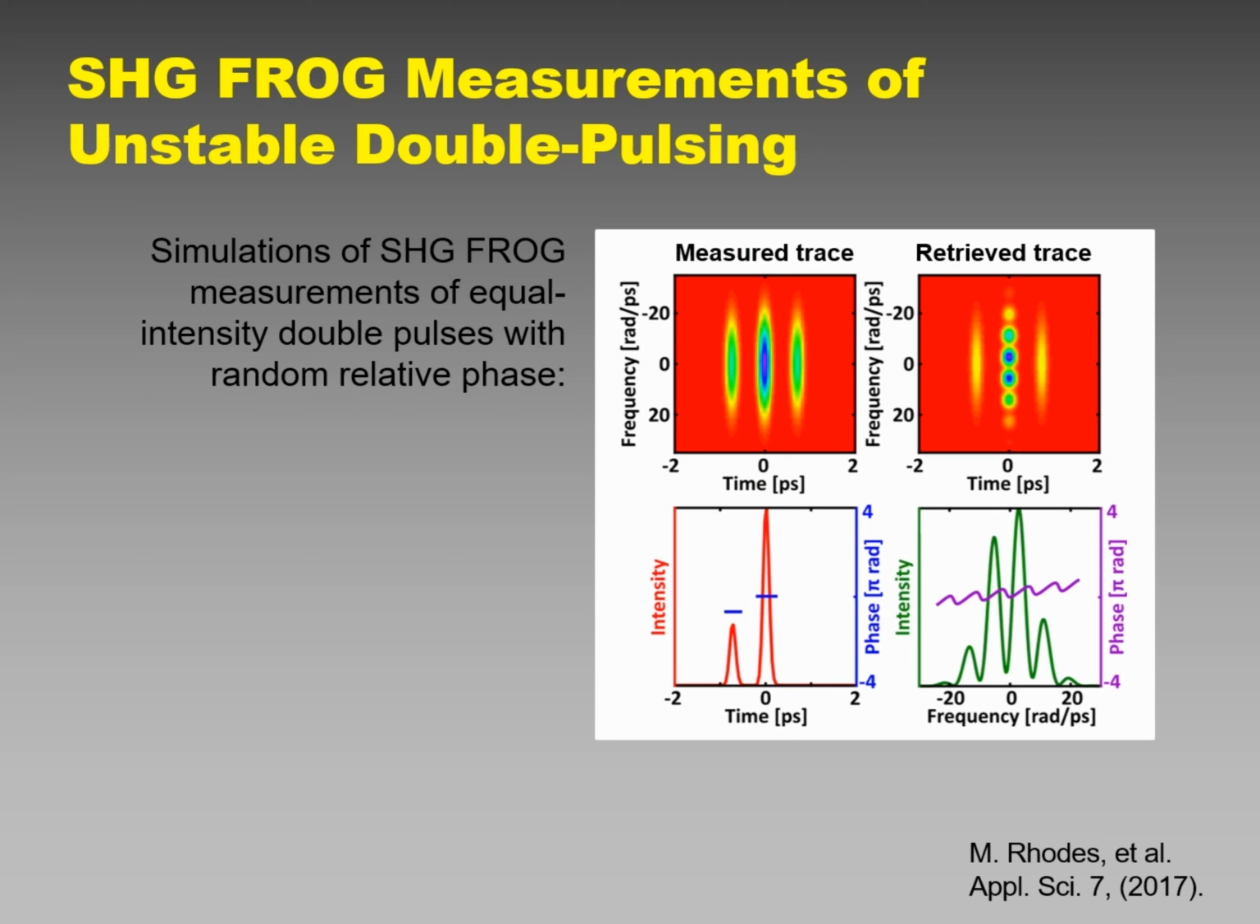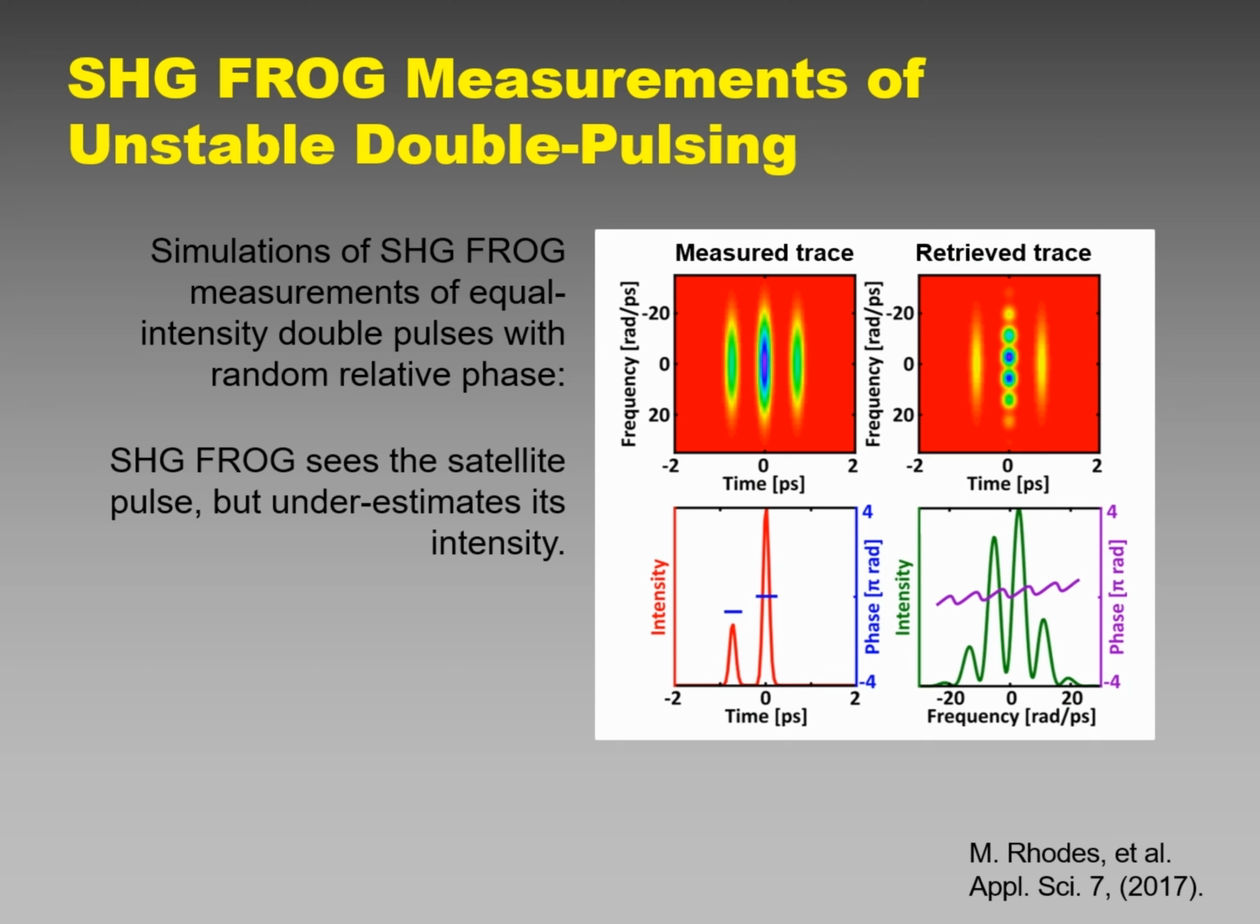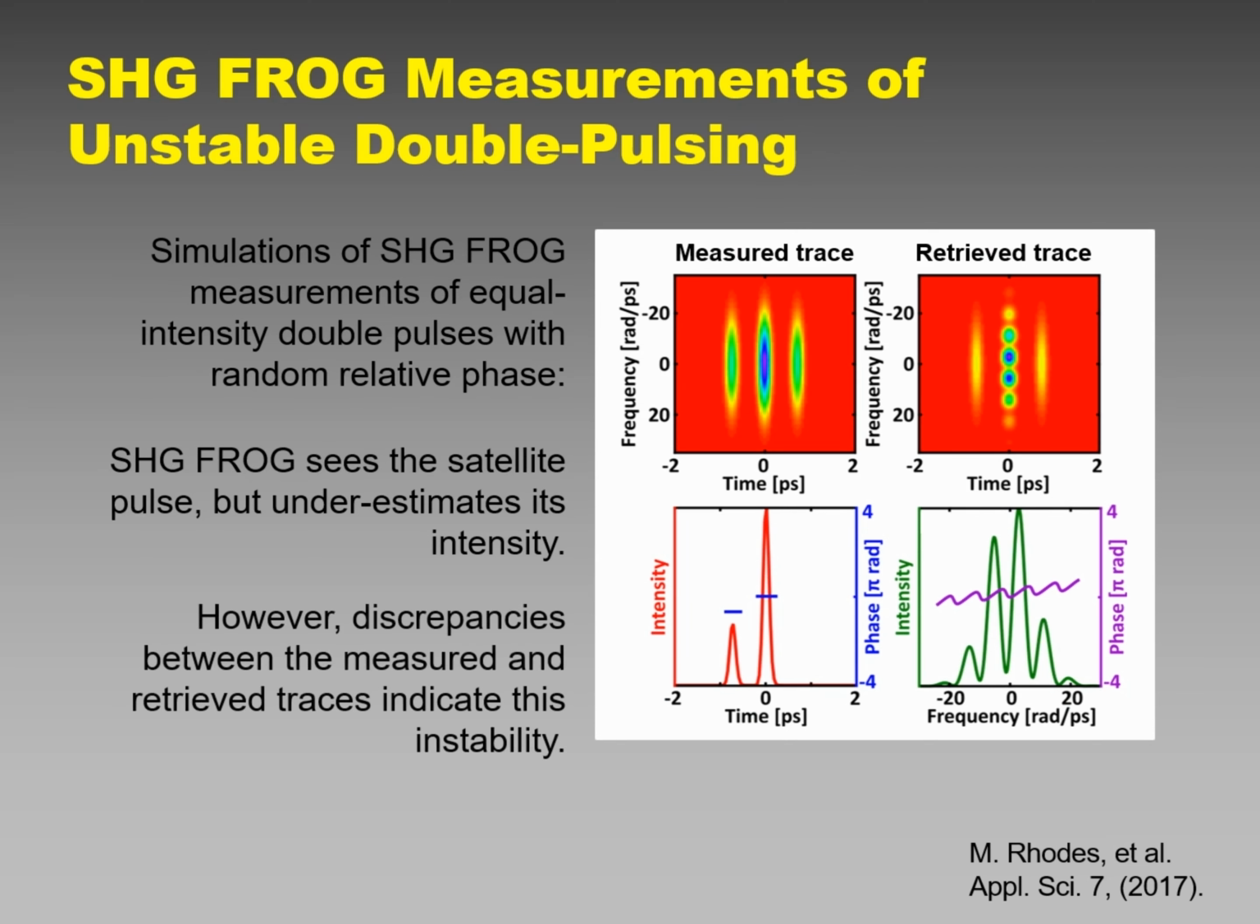And what about unstable double pulsing? Here are simulations of equal intensity double pulses with random relative phase. Notice that FROG sees the satellite pulse, but underestimates its intensity. However, discrepancies between the measured and retrieved traces indicate the instability, and the height discrepancy can easily be corrected just by looking at the trace, and this is also easily coded.